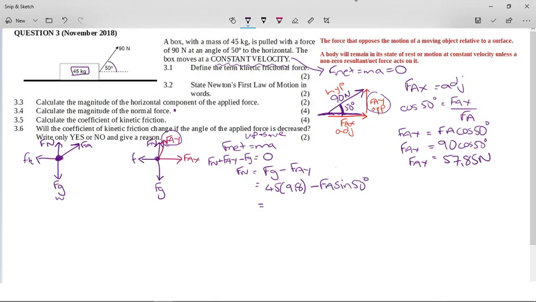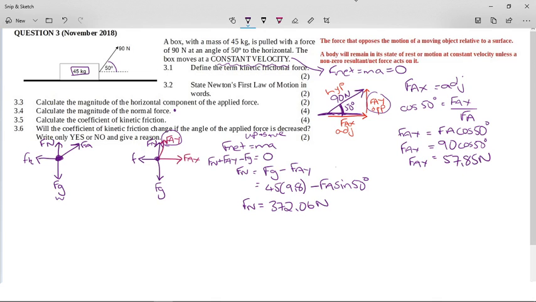If you put this all into your calculator, Fa sine 50, I can't remember what it works out to, but you end up with something like 372,06 newtons if you use your calculator properly. So now we've found the normal force.